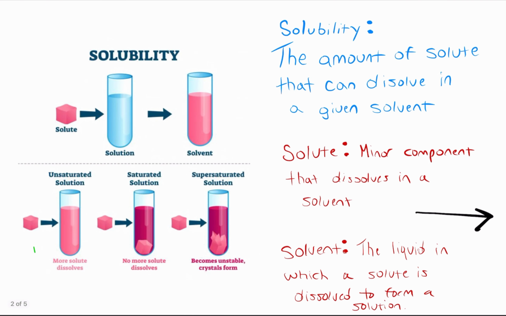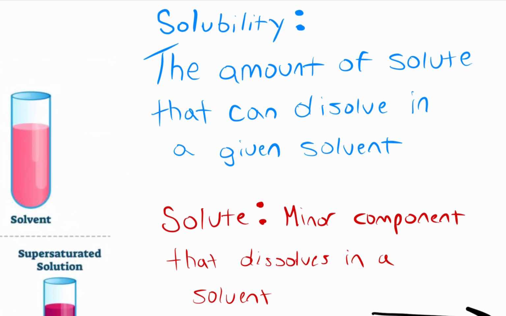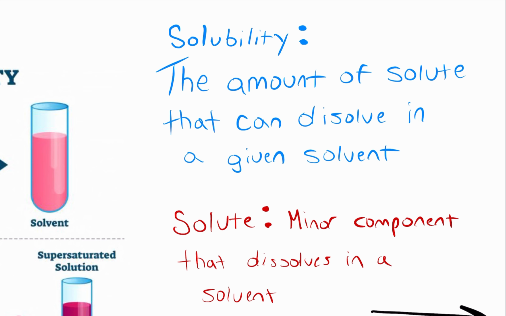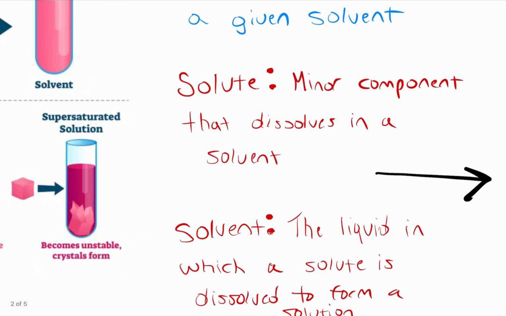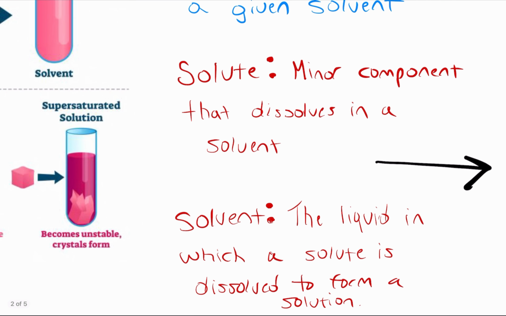So in this slide, we have the definition of solubility. What exactly is that? This is the amount of solute that can dissolve in a given solvent. A solute is the minor component that dissolves into a solvent. The solvent is the liquid in which a solute is dissolved to form a solution.